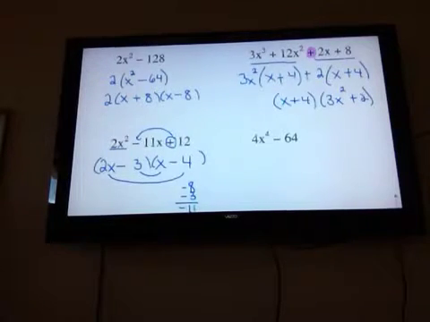Fourth question, is there a common factor? Yes, I can take out a 4. Divide. 4 into 4x to the 4th leaves me x to the 4th. 4 into 64 is 16.